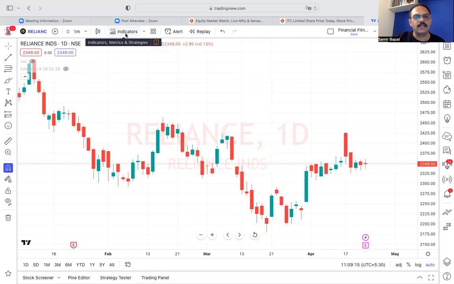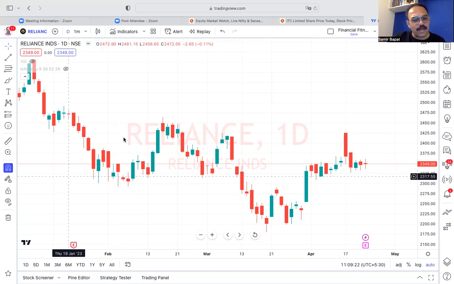Fourth is indicators. What is an indicator? One thing before I go further: what is the purpose of us studying this chart? Why do we want to interpret this chart? We want to see how the price action is behaving. And what are we going to do with that behavior?